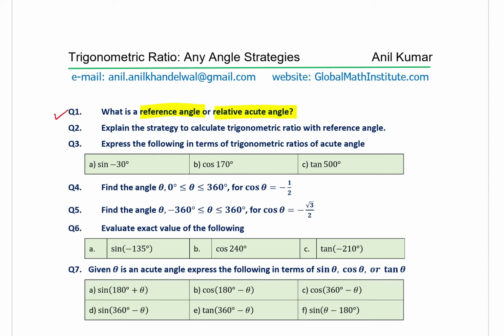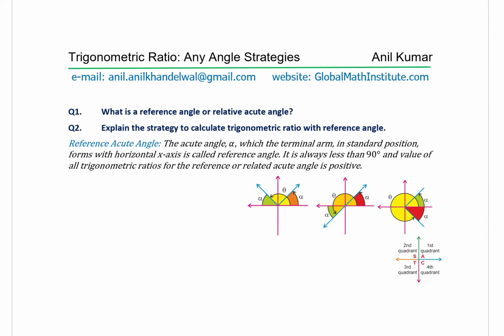So let's begin with the very first thing, that is to understand what, after all, is a reference angle, also referred to as relative acute angle. As the name suggests, when we say relative acute angle, it means acute, meaning less than 90 degrees. So this angle theta is actually less than 90 degrees, and we are always taking this as positive, so it is from 0 degrees to 90 degrees. That is the reference acute angle.